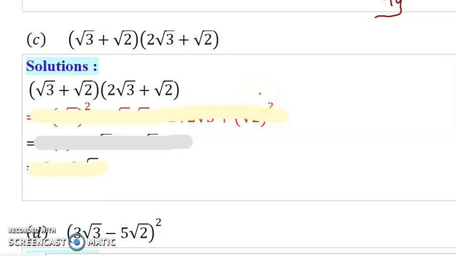Example 1c involves multiplication on surds. Before we go on with the multiplication calculations, I need to go over some of the multiplication rules that apply to surds. First of all, let's say I have two surds which have different content inside, let's say square root of A multiplied by square root of B.